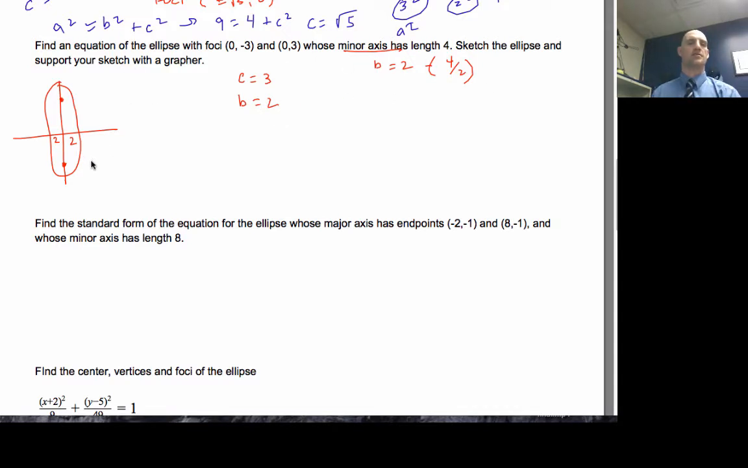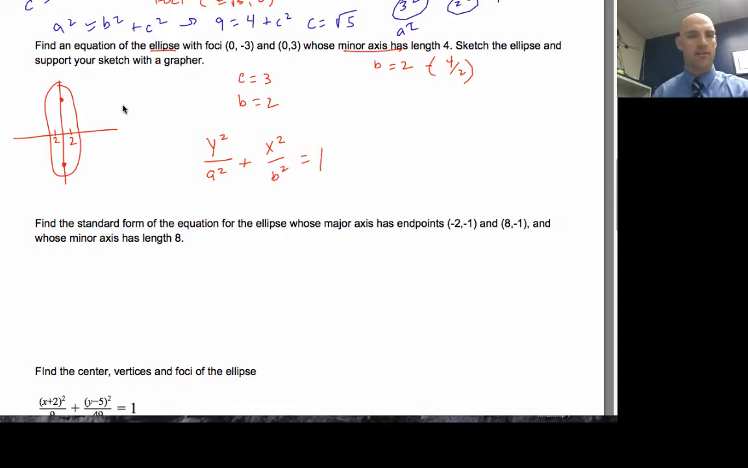Sketch the ellipse, support your answer, support your sketch with the grapher. So this is 2. Well, what does that mean for my vertices? Well, I want to find the equation. So let's just take a look. Is it an x equals or a y equals? If it's up and down, it's going to be where y is over the larger value. So I've got y squared. Is it moved around my center? If my foci are equidistant from 0, then I know that it's not. So y squared over a squared plus x squared over b squared is equal to 1.